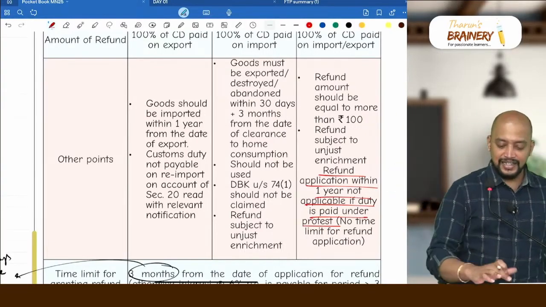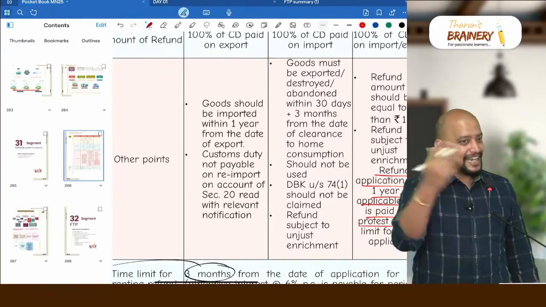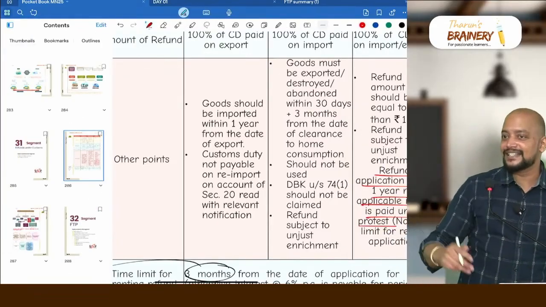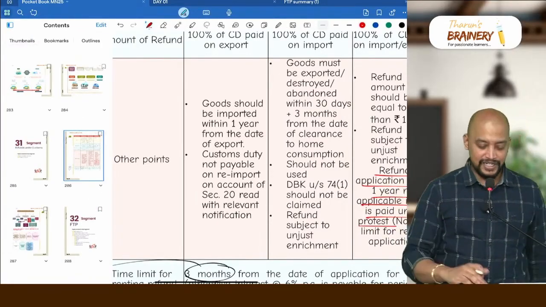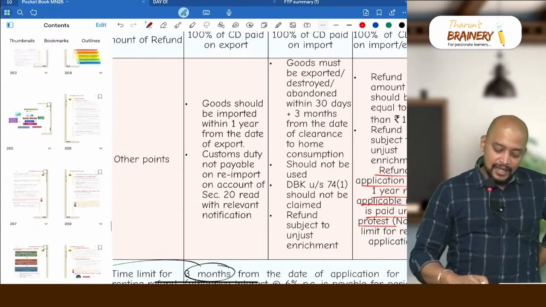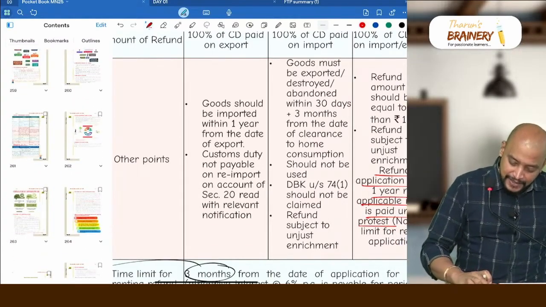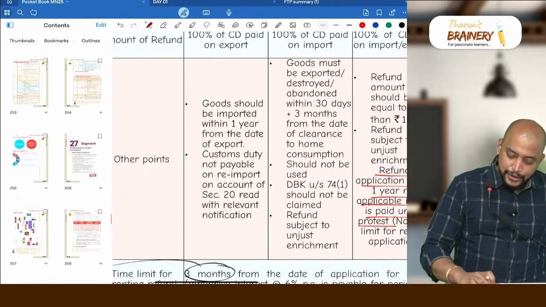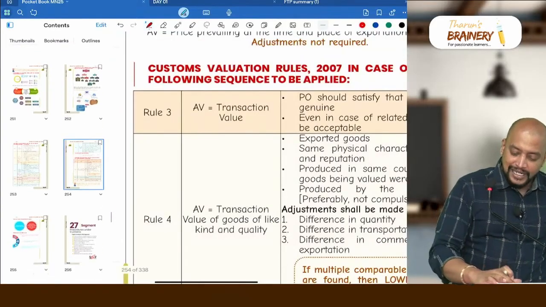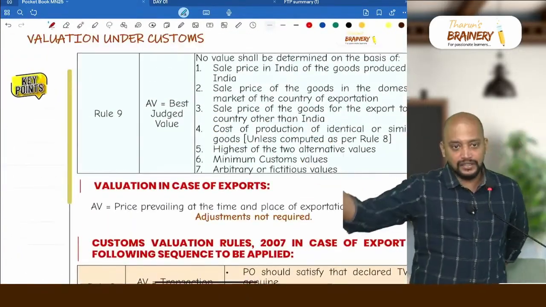So that's how these things are connected. What is the point in learning everything separately? Let's connect everything, because ultimately in the exam, they can ask anything. Got it? Next. So coming back to this, best judgment assessment, I hope you got the clarity as to how things will work, okay.